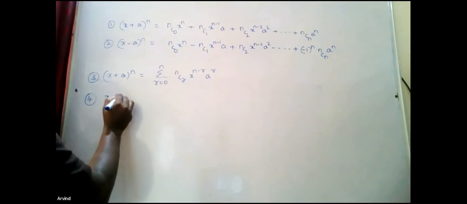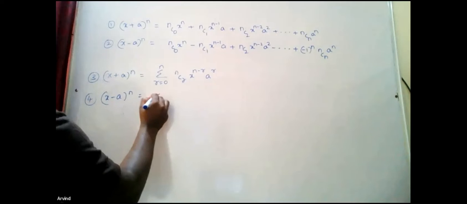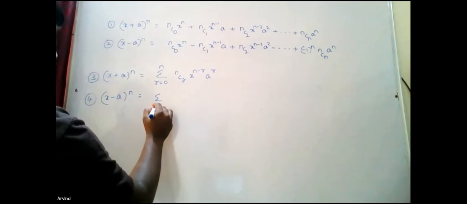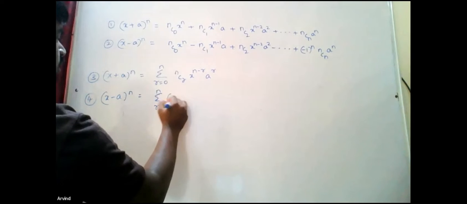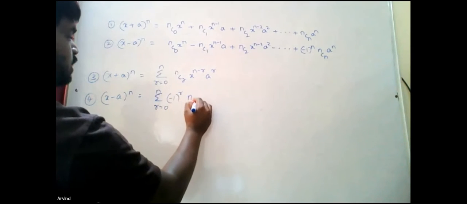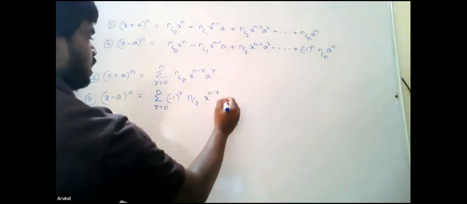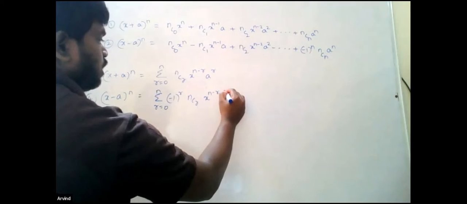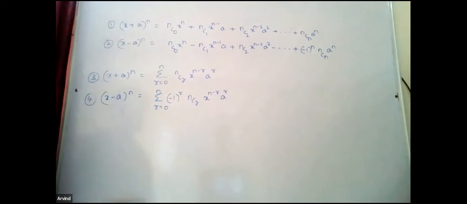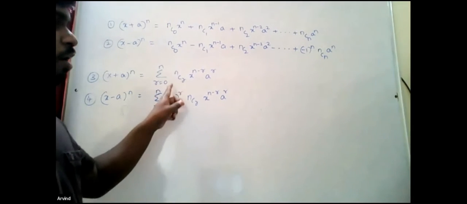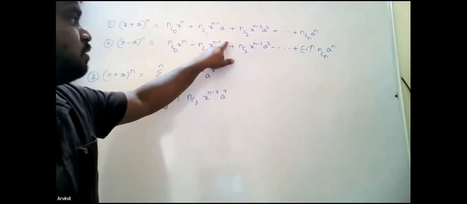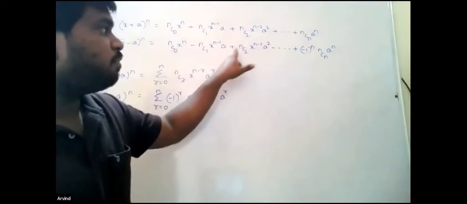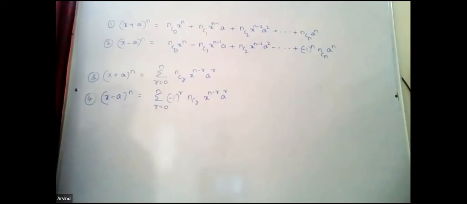x minus a: r is equal to 0 to n. So it will depend on minus 1 to the power r nCr x to the power n minus r a to the power r. If the value of r is even, it is positive. If you observe here, when r is 1, odd is negative, even is positive. So both the things I have given you.